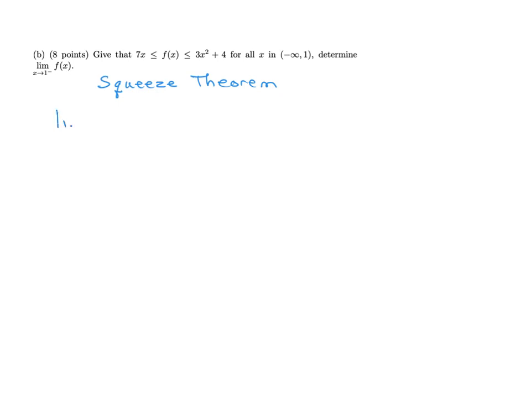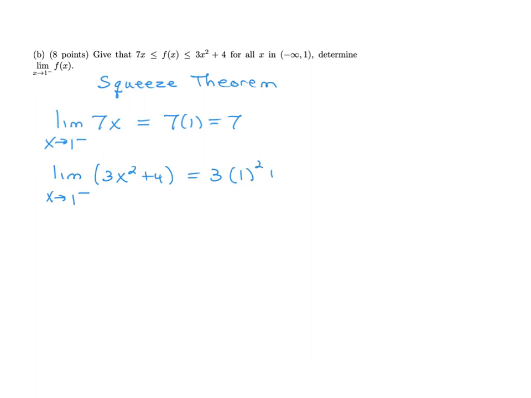So we're going to look at the limit as x approaches 1 from the left of 7x, and well, that's just 7 times 1, which is 7. And if you look at the limit as x approaches 1 from the left of the other equation, which is 3x squared plus 4, you can plug in 1, and you get 3 times 1 squared plus 4, which is also 7. So this thing is going to 7 as we get close to 1 from the left, and so is this. The squeeze theorem says that since this is between these two things, it must have the same limit.